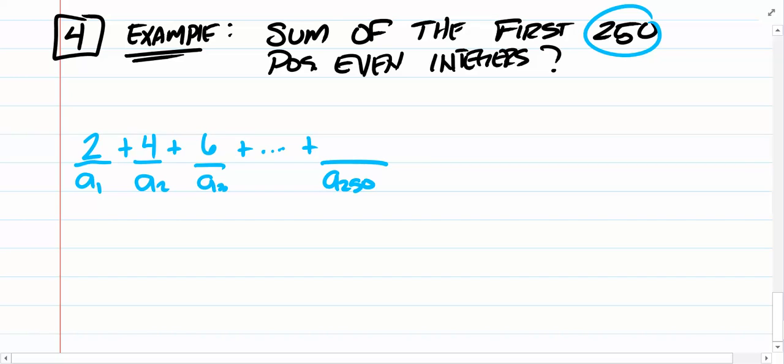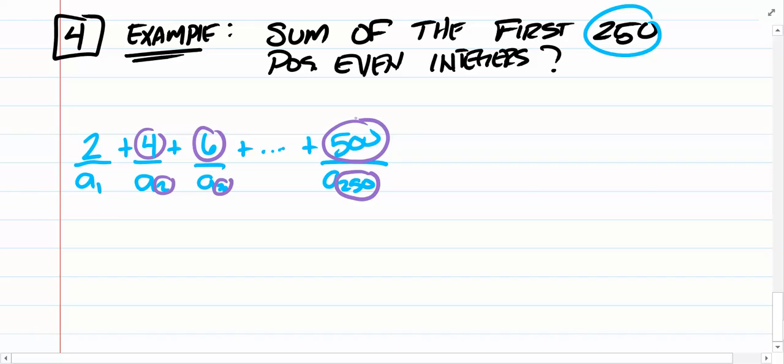Does everybody agree with that part? Do you guys see it? Because look, the second even term is 4. The third even term is 6. The 250th positive even integer is 500. You guys with me on that part? Okay, good. So what do we want to do with this?